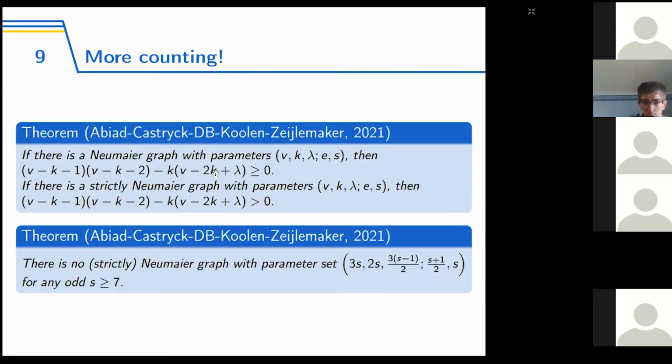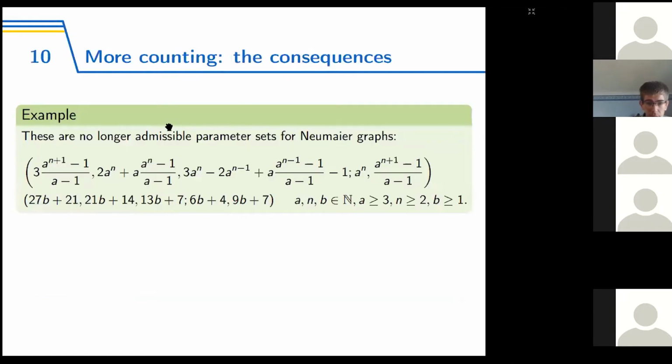And especially for the first one, you could ask yourself, is this any good? I mean, do we have parameter sets that were previously admissible, but no longer now? And yes, indeed, for instance, this parameter set, depending on an integer a, at least 3, and another integer n, at least 2, fulfills all 7 conditions from before, but doesn't fulfill the condition that we just imposed. So indeed, it kills, if I can use this word, several of the parameter sets.